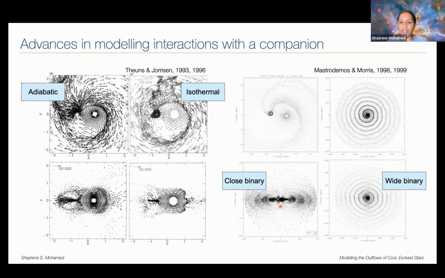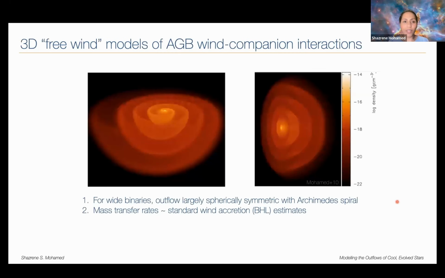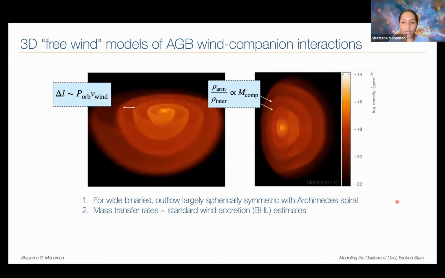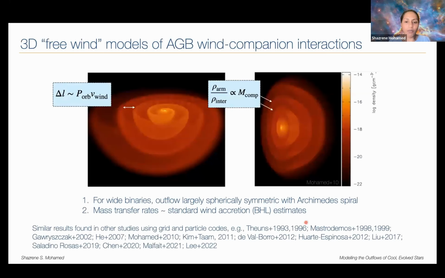When you look edge on, then you see the arcs, as well as these bigger arc-like structures, and the material in the wide binaries really is globally spherically symmetric with the spiral arms and arcs imprinted on it. So this is what the 3D structure looks like, and many groups have calculated this over the years.